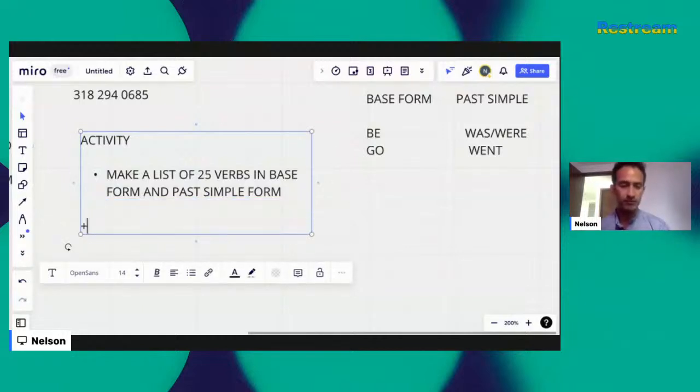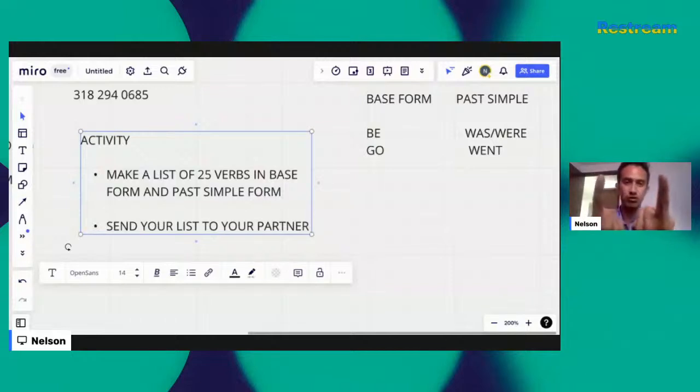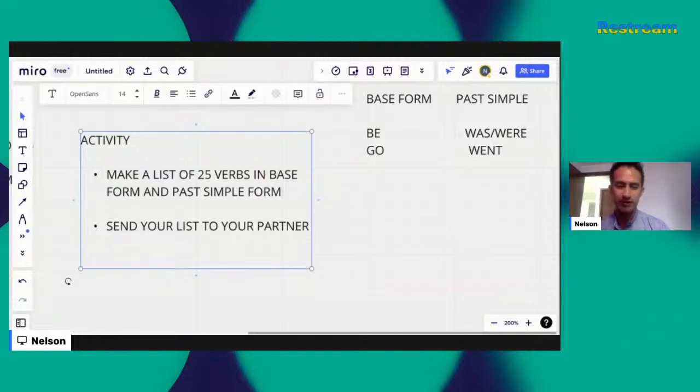And when you finish your list, send your list to your partner. Yes. Send your list to your partner. So basically, you will exchange lists. Your partner will give you their list, and you will give your list to your partner. So you will exchange your lists. And what do you do with the list? Oh, that is a beautiful question. Thank you for asking.